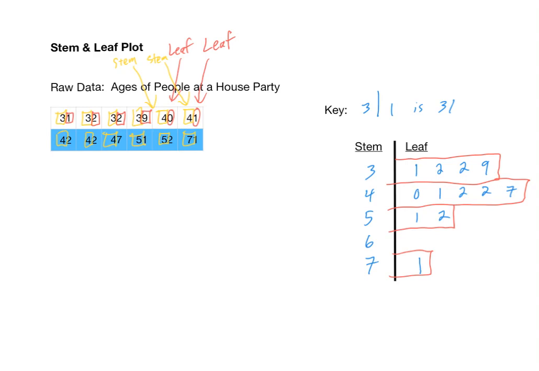Not only is it like a bar graph, but it's even more valuable in the sense that you still get the raw data values, right? You still see that you have a 31-year-old, a 32-year-old, a 32-year-old, a 39-year-old. Whereas if you make a histogram and you've grouped the data, you lose the raw data values. Whereas with a stem and leaf plot, that doesn't happen.